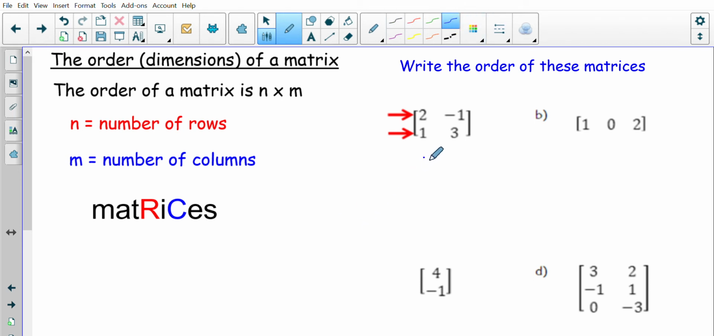So the first one will be a 2 by 2 matrix. The second one, it's got 1 row and 3 columns, so a 1 by 3 matrix. The third one, 2 rows and 1 column, so a 2 by 1 matrix. And the last one, 3 rows and 2 columns, so a 3 by 2 matrix. So that's the order of a matrix.